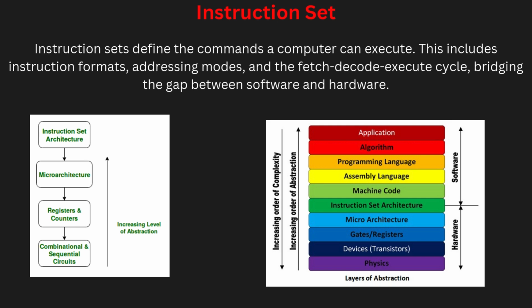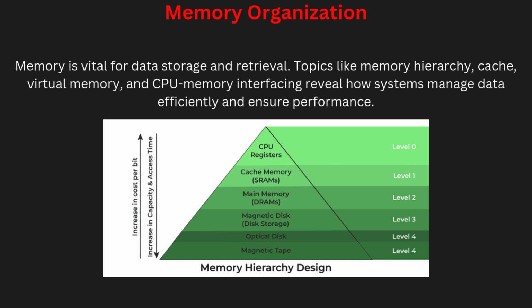So now, the memory organization. Memory is the heart of data storage and retrieval in the computer system. This chapter delves into the memory unit design, exploring static and dynamic memory. Memory hierarchy from the register to the cache and main memory to the secondary storage ensures efficient data access.